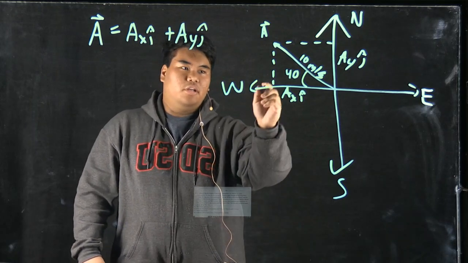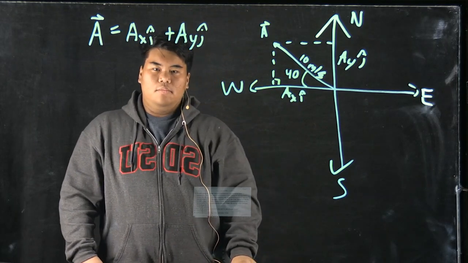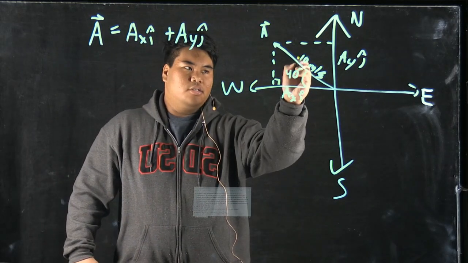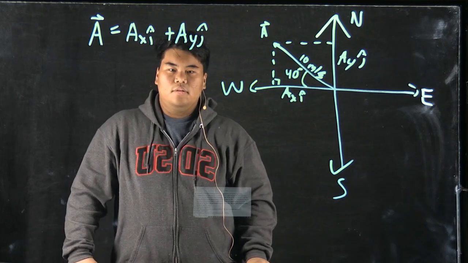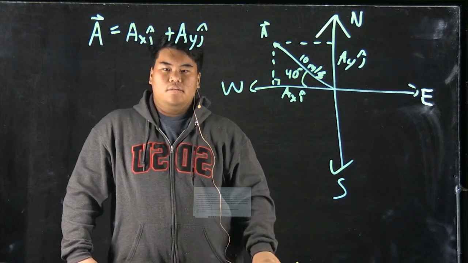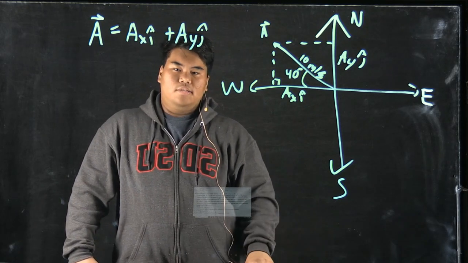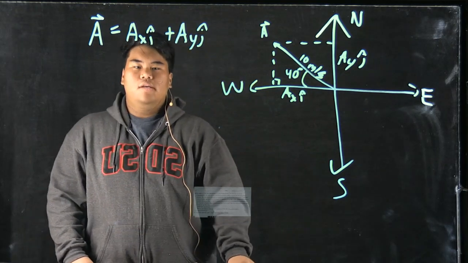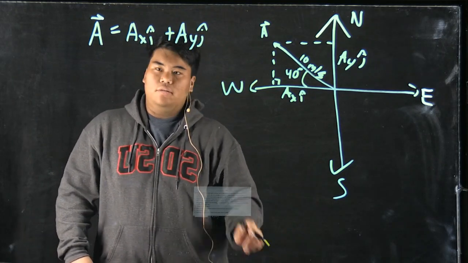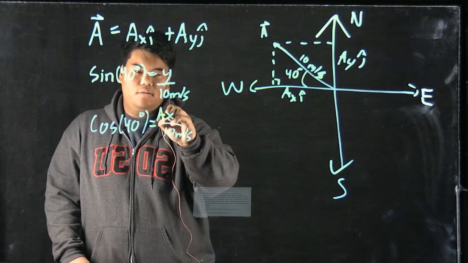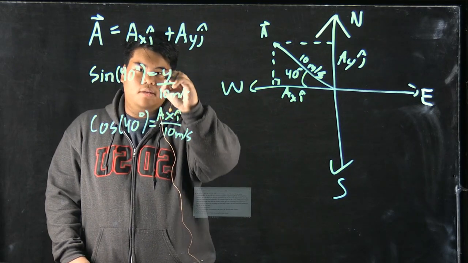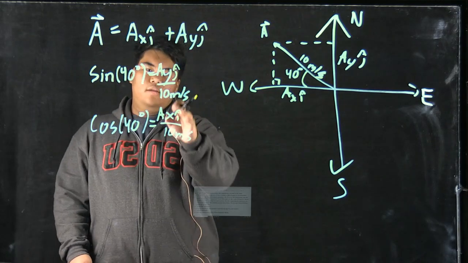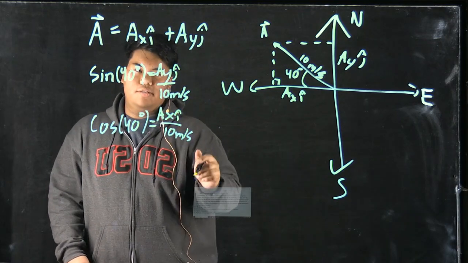So as you can see, we have created a right triangle by drawing those vectors. We also have the two known quantities, 40 degrees and 10 meters per second. And based on what we know, we can find a sub x i hat and a sub y j hat by using sine and cosine. And then we'll just use algebra to figure out a sub y and a sub x.